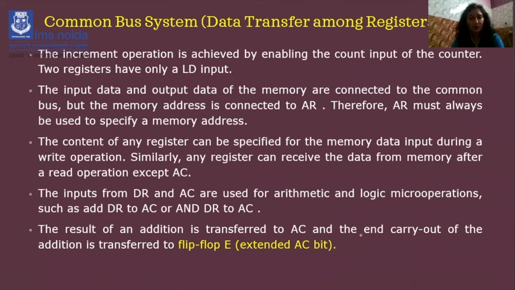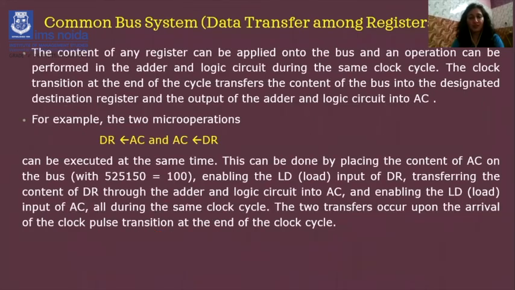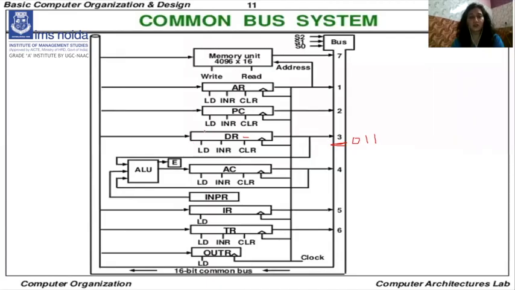The most important thing from this slide is the flip-flop. Flip-flop E is used when the accumulator does the operation and the carry bit goes to it. And how data is transferred from the data register to the accumulator, how the information goes from the data register to the accumulator. This operation also shows how the values go from the data register to the input register.